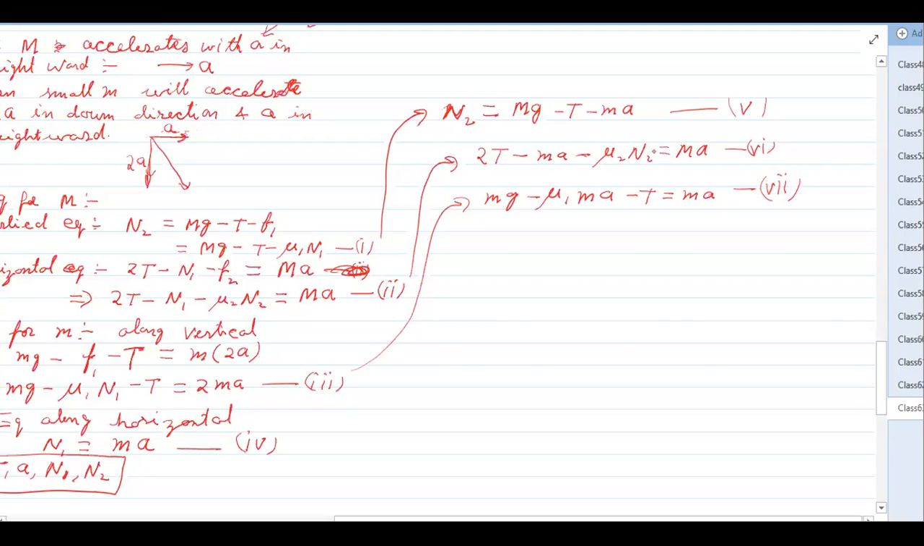or if we replace N2, N2 is there in this expression. So first two, we can replace N2. If from 5 and 6 we can replace N2, that will be better. So from 5 and 6, N2 is replaced, because equation 7 does not contain N2.